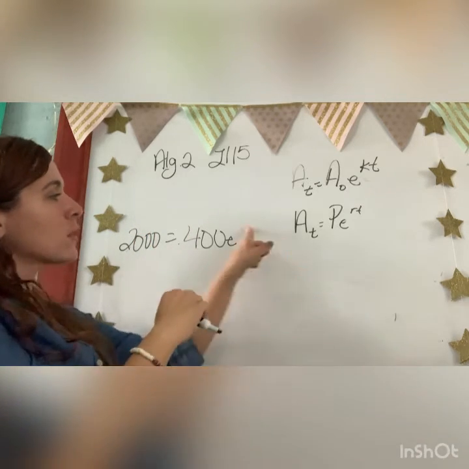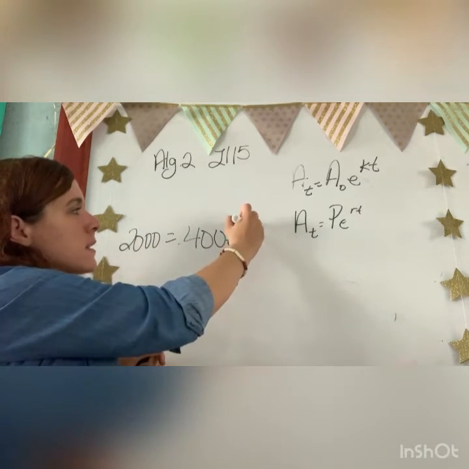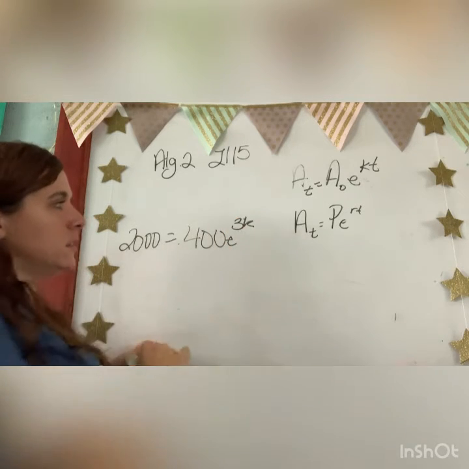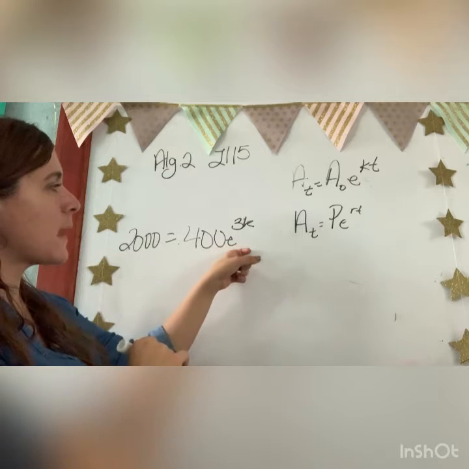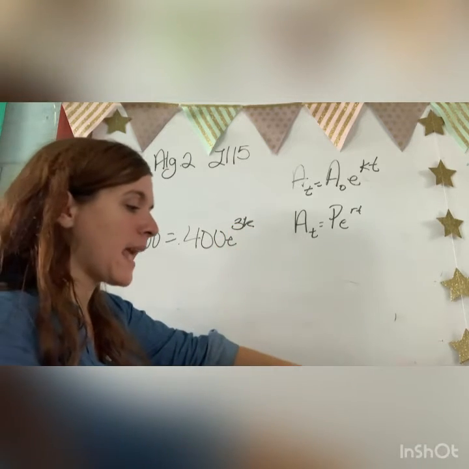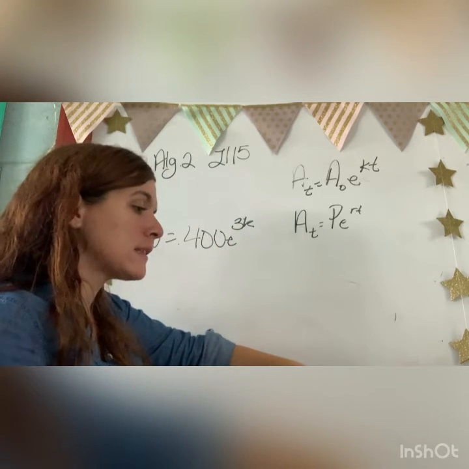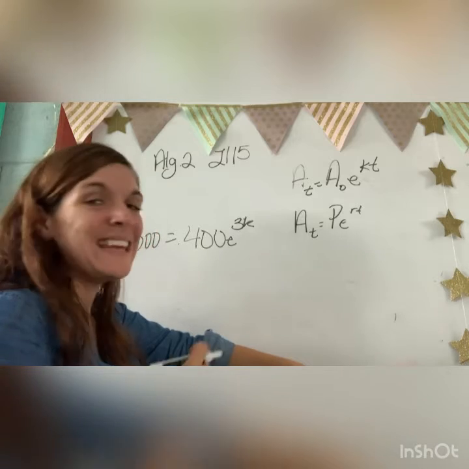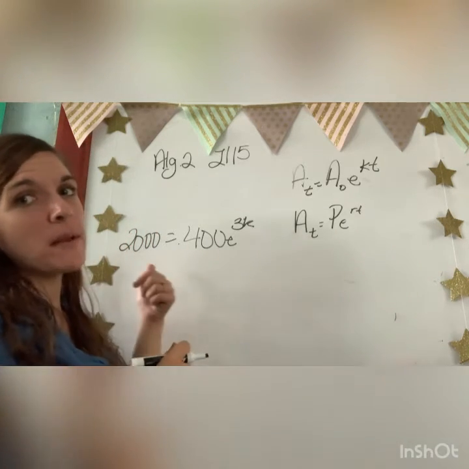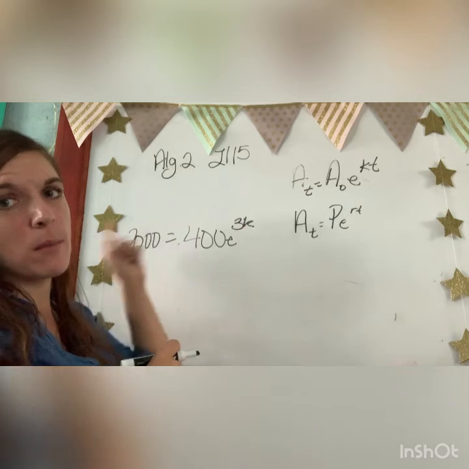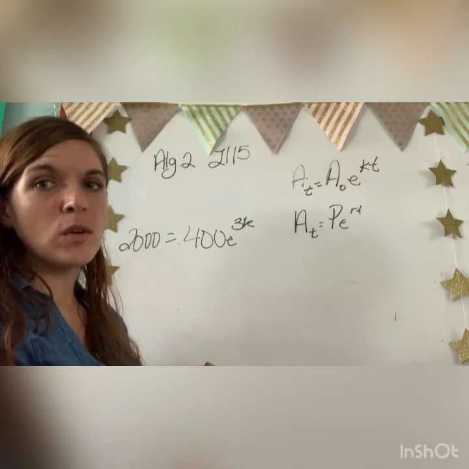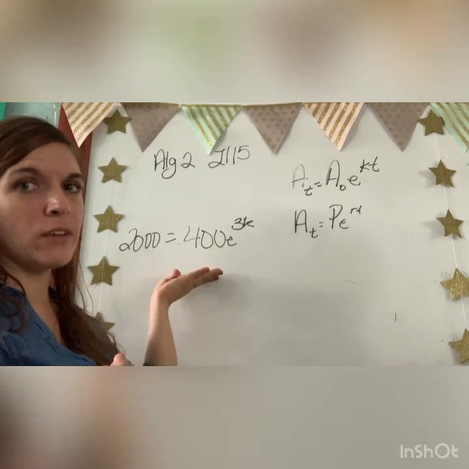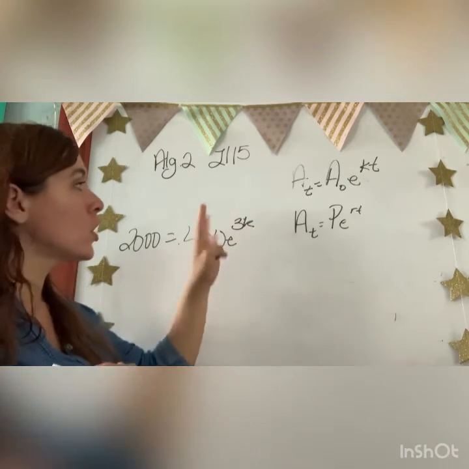Okay, and your t is going to be 3 days, but they did not give you your k, right? So now here's what we have. 2,000 equals 400 times e to the 3 times k. So our question is, how many bacteria would there be in 8 days? So this is how much bacteria there was in 3 days. How much would there be in 8 days? Well, the very first thing we need to do, guys, is solve for the unknown we already have here, which is k, okay?